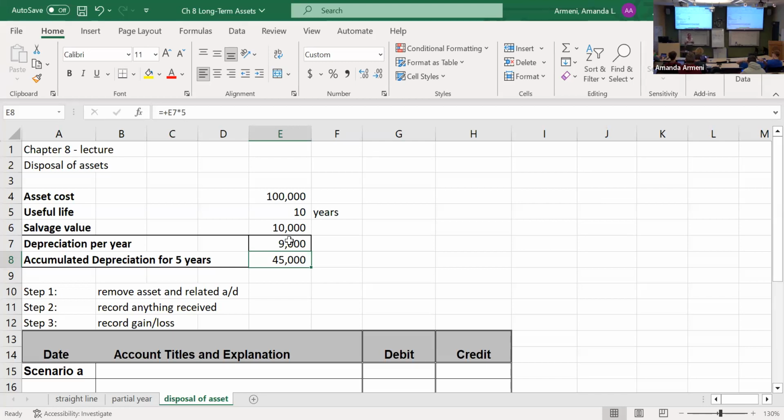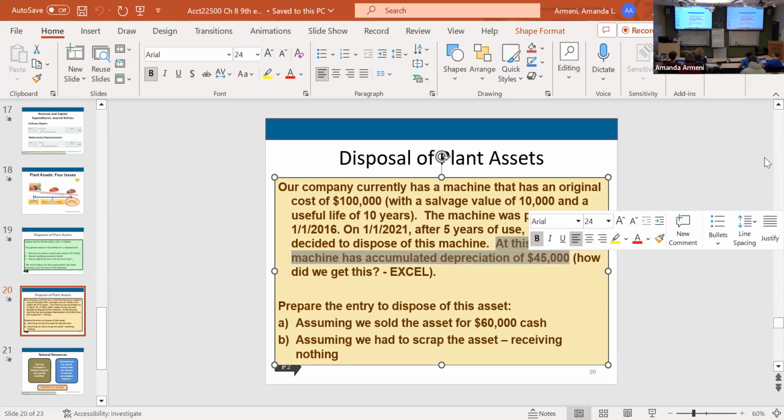So I gave it to you in the problem, right? If you go back over to the PowerPoint, I gave it to you in the problem. I told you, you have $45,000 of accumulated depreciation for that asset right now, okay? But if it's not given to you in the problem, that's how you figure it out, right? How much depreciation did you have for 1 year? And then how many years have you been using it? The annual depreciation times the number of years. In this case, it was 5. Okay.